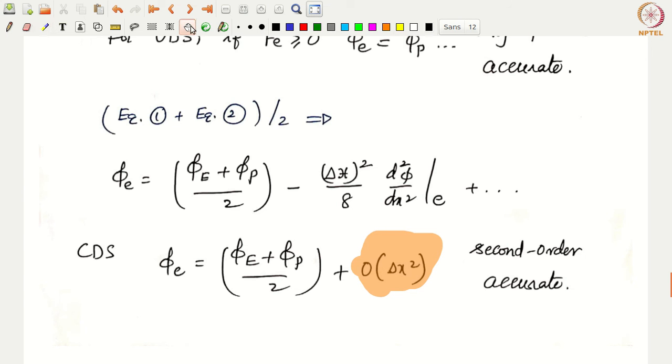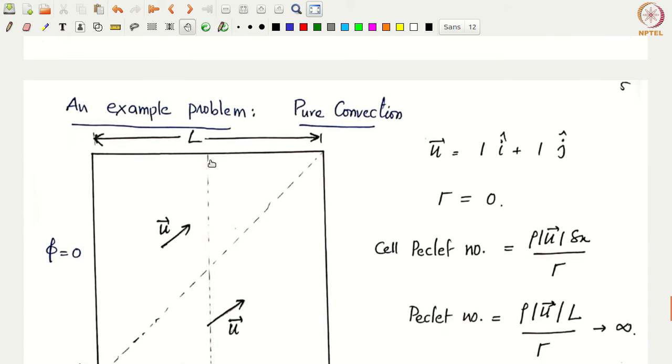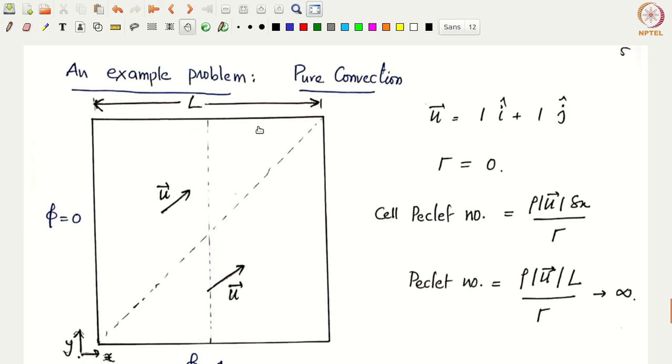All right, let us look at the final part of today's lecture, that is basically an example problem. So what we want to discuss is, let us look at pure convection. Okay, that means we are setting gamma equal to 0. There is no diffusion, there is no source term. So it's only pure convection, and it's also steady. So what we are solving for is basically del dot rho u phi bar equals 0.